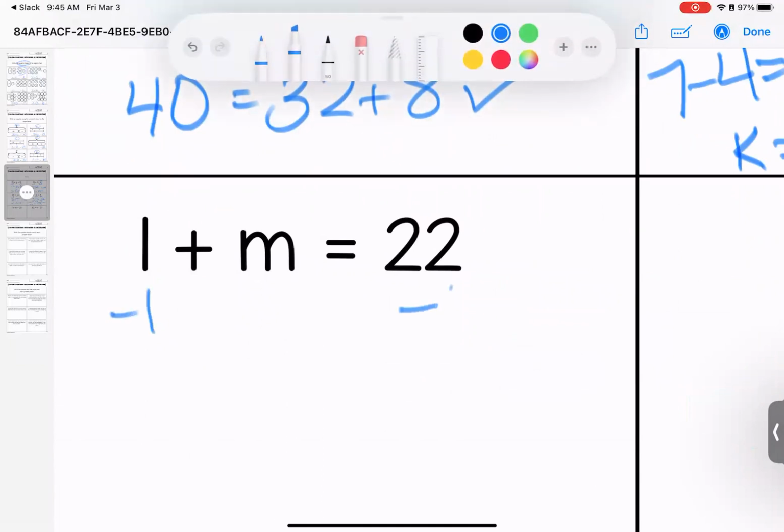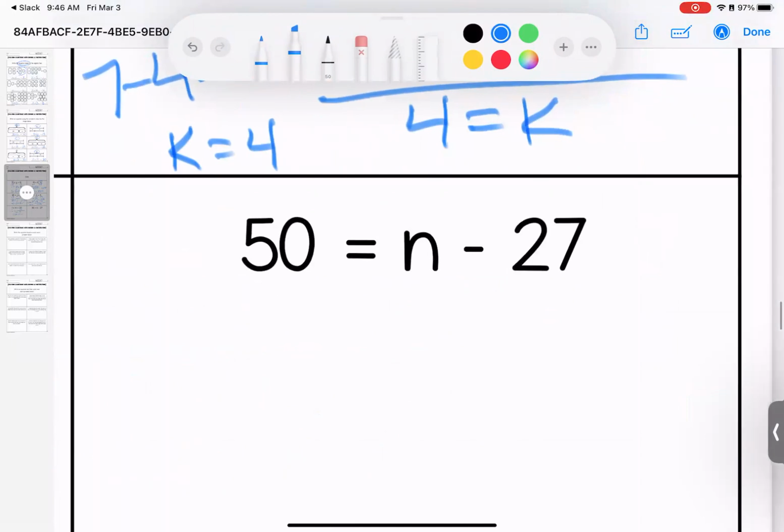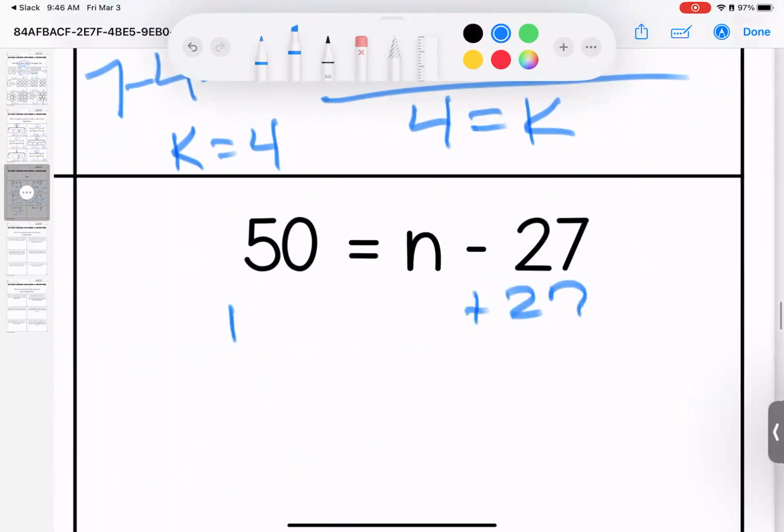Subtract the 1 from both sides. 1 minus 1 leaves m by itself. 22 minus 1 is 21. 1 plus 21 is equal to m. That checks. I'm going to add the 27 to both sides to get the n by itself.